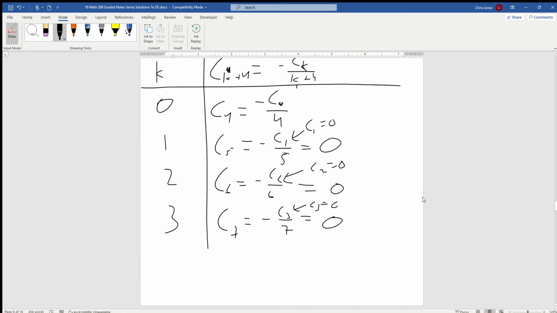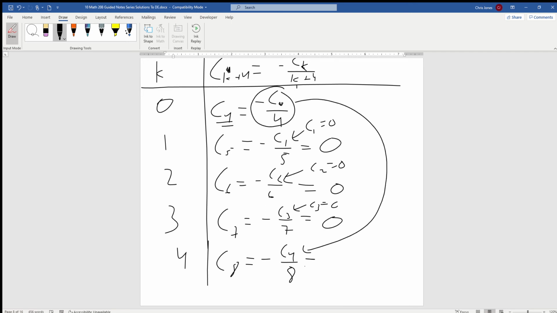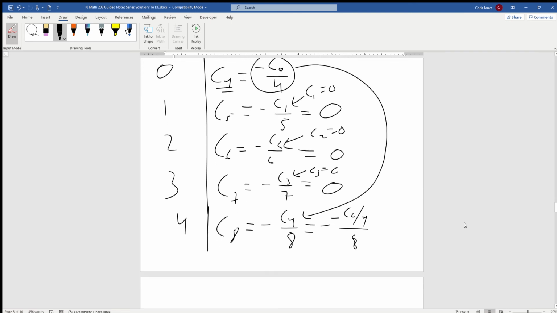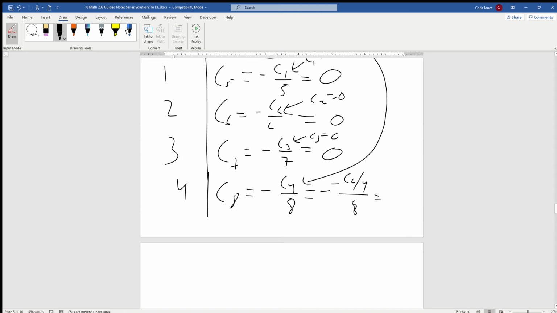Now, that does not mean that C8 is going to be 0, because when we substitute that, C8 is going to be the opposite of C sub 4 over 8. And what we can do is we can say, well, we know that C4 is really negative C0 over 4. So we're just going to substitute that. So we get the opposite of negative C0 over 4, over 8. Or another way to write this, a little bit easier for us, we're not going to write it as 32. I know 4 times 8 is 32. But we're going to write this as C0 over 4 times 8.